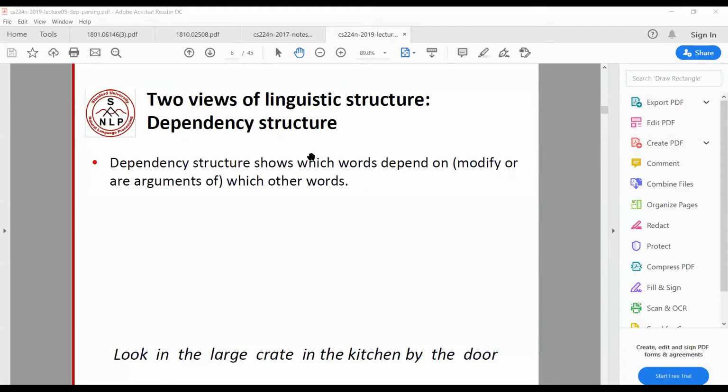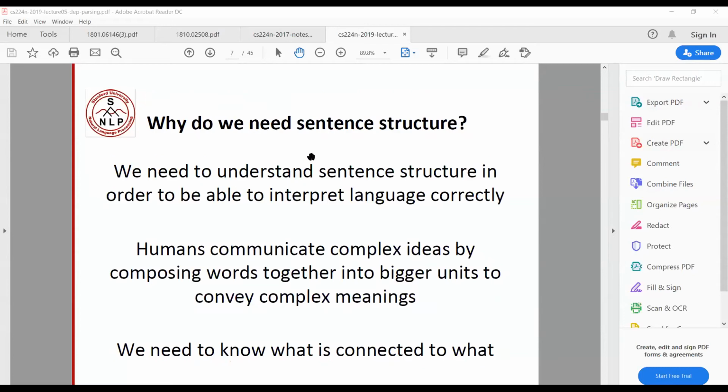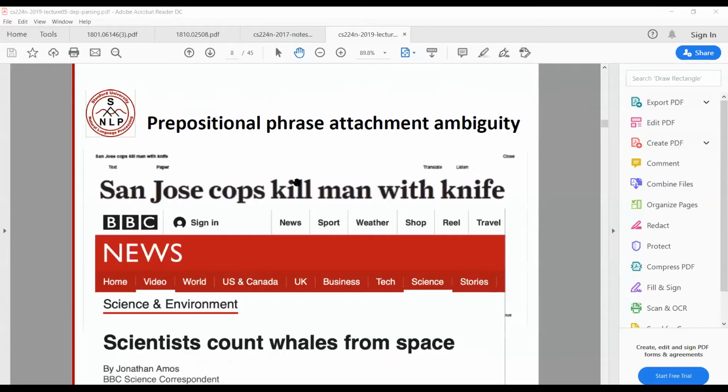Okay, so this is the dependency structure. Let's just see what he's doing here. We were trying to put a sentence into a structure, what's connected to what. And then he goes through some funny examples.